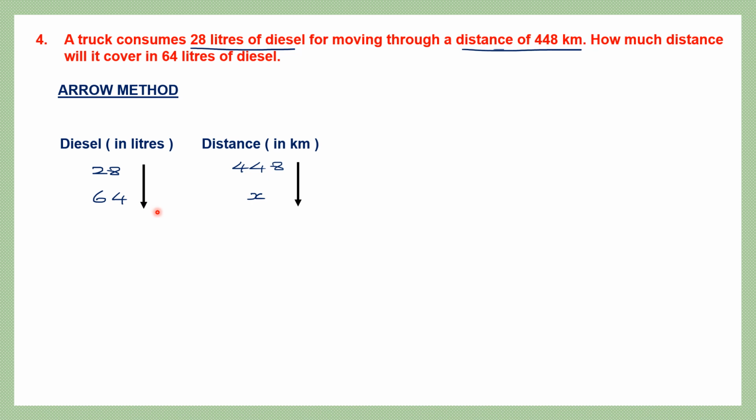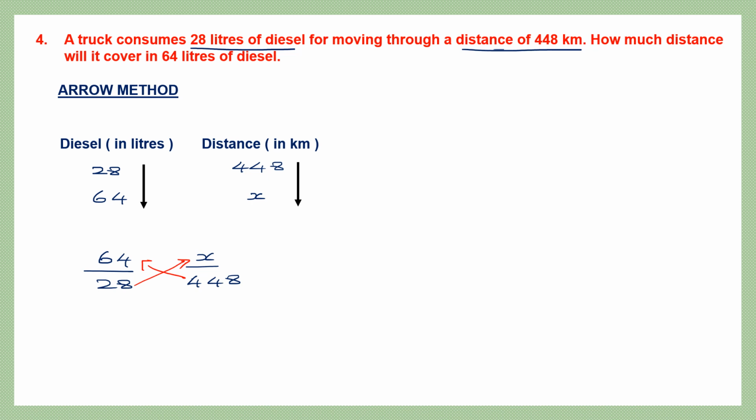So look at the number that is close to the arrowhead. It is 64. So that becomes the numerator of our fraction, and the other number becomes the denominator. Similarly, here also, just see what is close to the arrowhead, and that will become our numerator, and the other number becomes the denominator, 448. Then we continue just like the previous method. That is, we do cross multiplication and find the value of x.